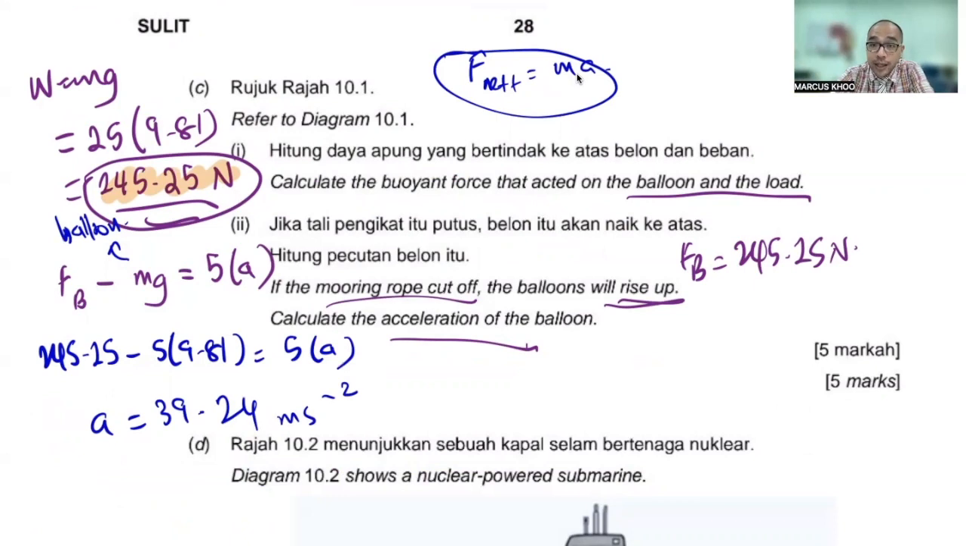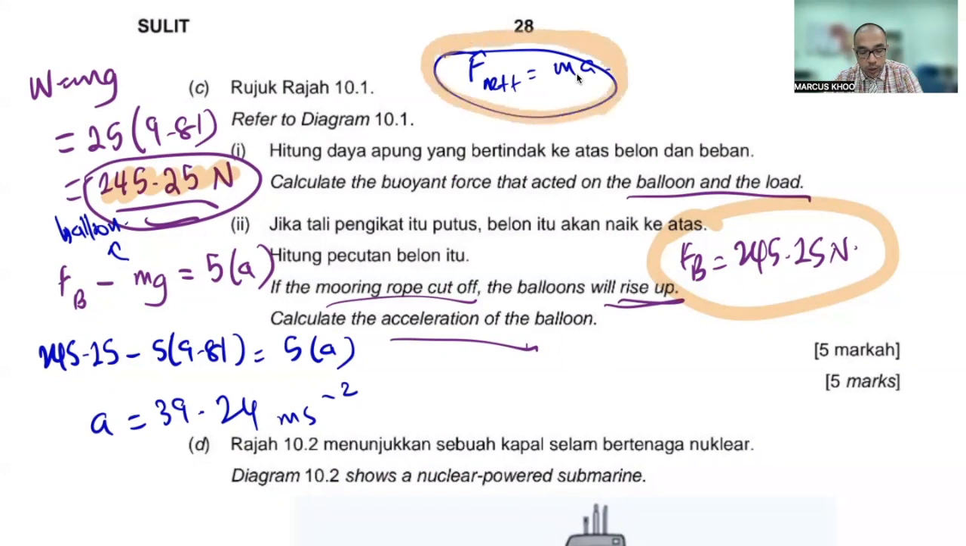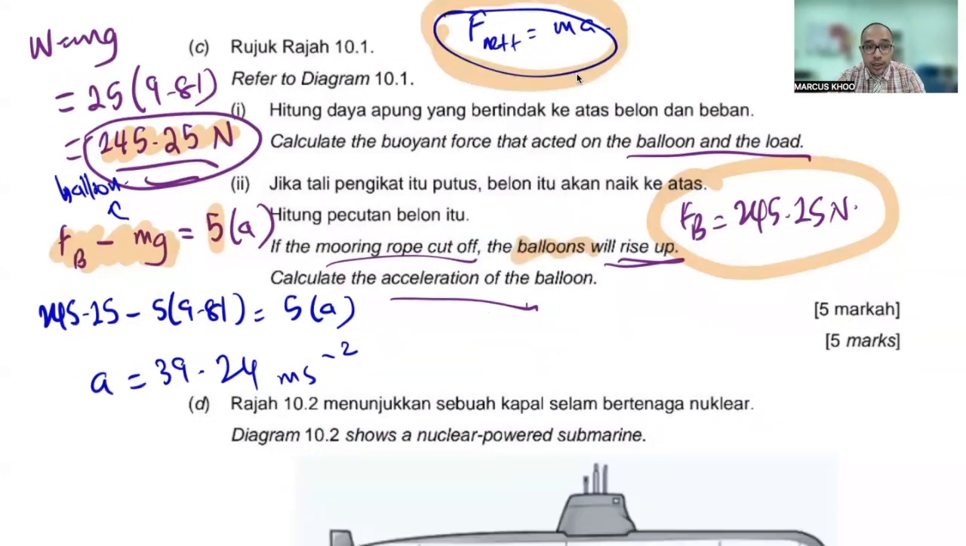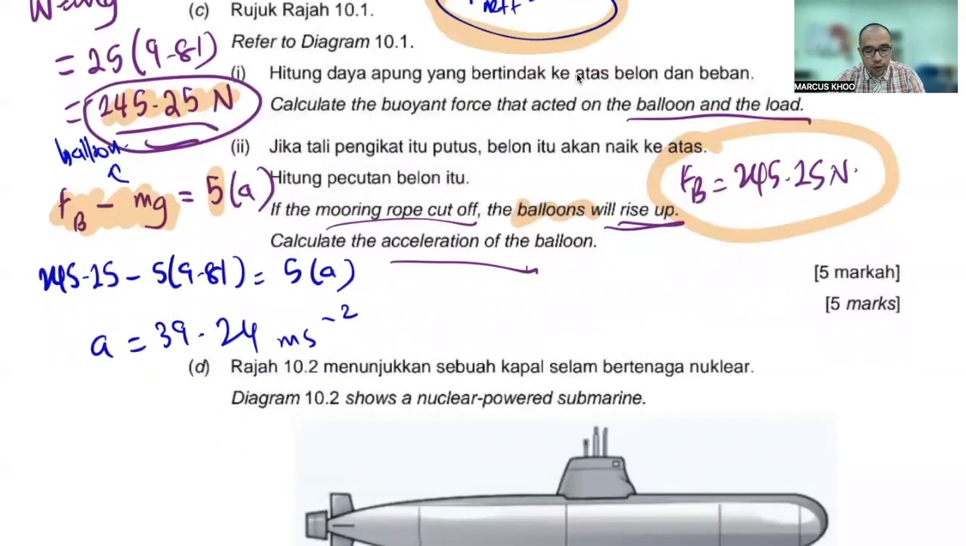Now, if the mooring rope is cut off, the balloon will rise up, obviously, because the buoyant force is bigger than the weight already lah. So the buoyant force remains the same. Okay, so you calculate the acceleration of the balloon. For this one we will have to use F net equals to ma. So the net force is buoyant force minus the weight, equals the mass times acceleration of just the balloon, which is 5. When you do this calculation, replace the buoyant force 245.25, and the mass times the gravitational acceleration 9.81, you will get the acceleration upwards, which is about 39.24 meters per second squared.